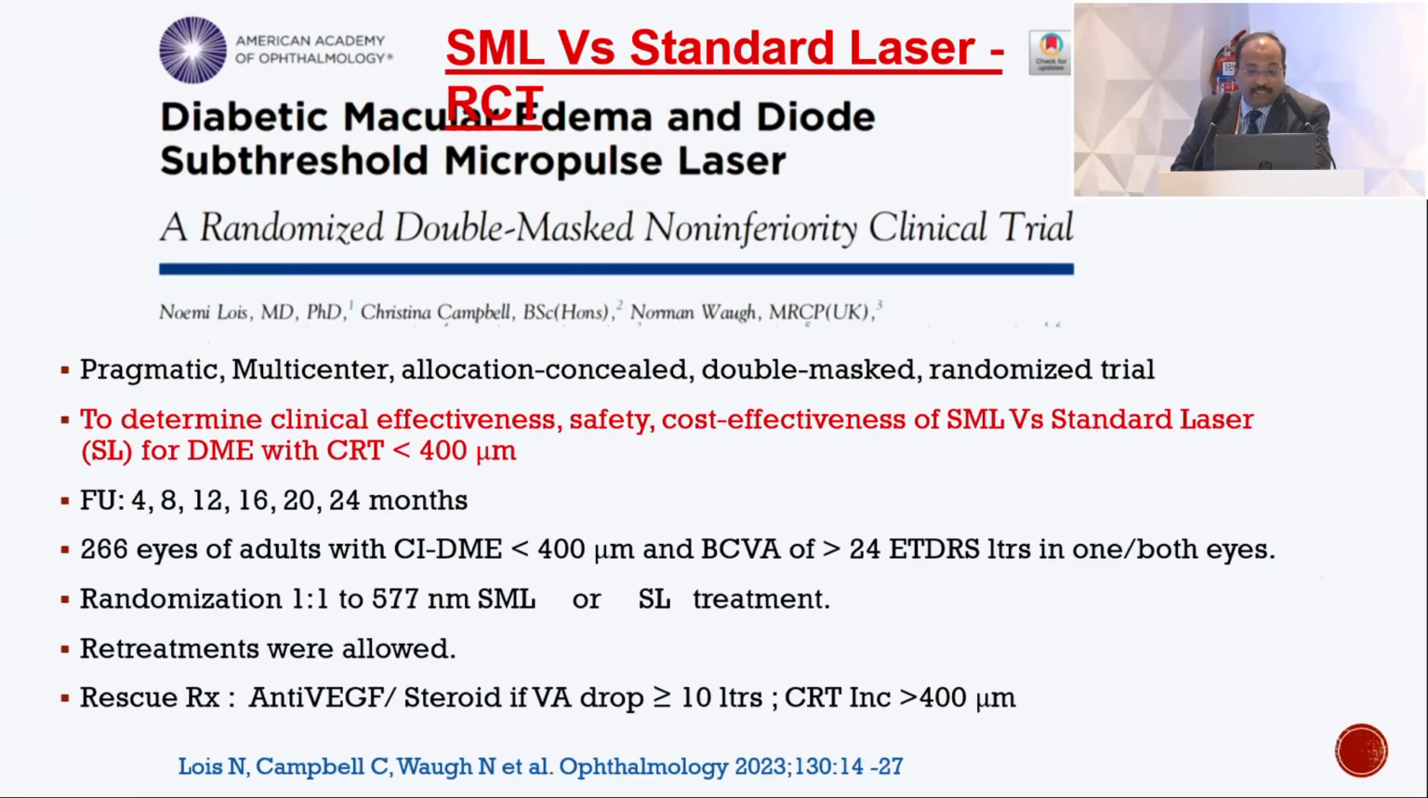Now the DIAMONDS study by Lois et al. They also looked at this. This was a multi-center study. The previous one was a meta-analysis. And again, they determined clinical effectiveness, safety, and cost effectiveness of micropulse versus standard laser for DME with central retinal thickness less than 400 microns. Let me stress that, less than 400 microns. And they looked at about 266 eyes, randomized 1:1 to 577 versus standard laser. Retreatments were allowed. Rescue treatment was allowed, anti-VEGF or steroid, if visual acuity dropped by greater than or equal to 10 letters or the macular central foveal thickness increased beyond 400 microns.